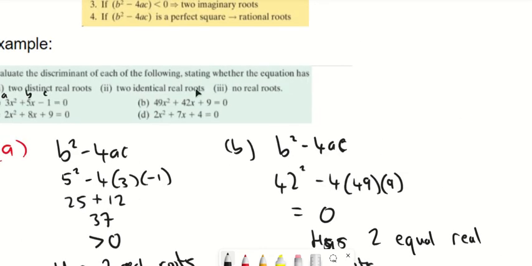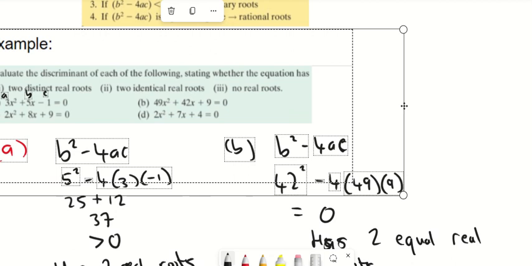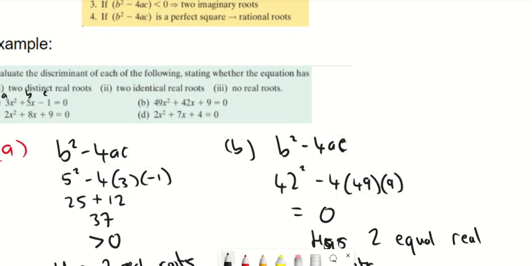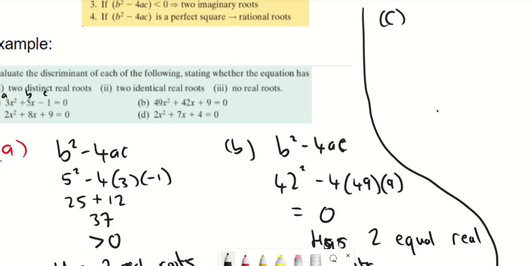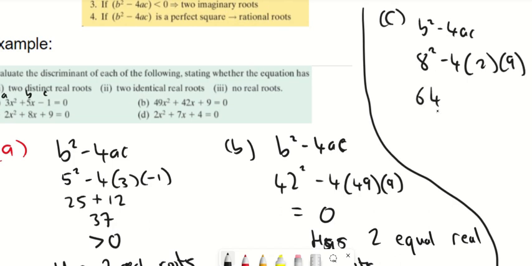Part C then, we'll just do it up here to save space. So we have 2x squared plus 8x plus 9, so therefore b squared minus 4ac would be 8 squared minus 4 times 2 times 9. So that's 64 minus 72. So we get minus 8.